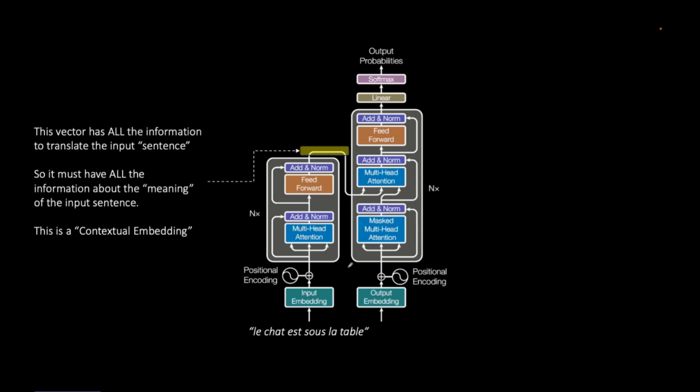In essence, this has all the information of the input sentence, and it has all the meaning of the input sentence. So all the information that you should have in order to be able to translate this is somehow in this vector. This is called contextual embedding because it's not only an embedding, but it also has the full context of the meaning of the sentence in some way.